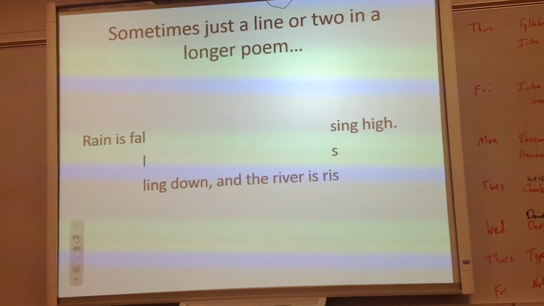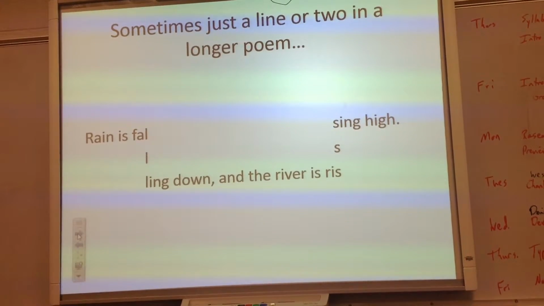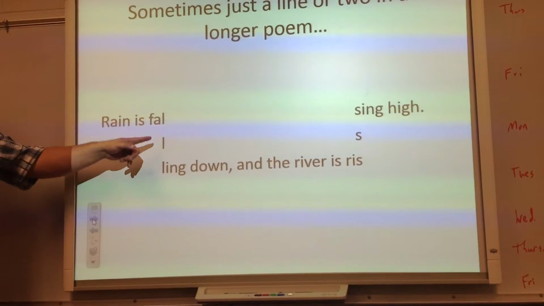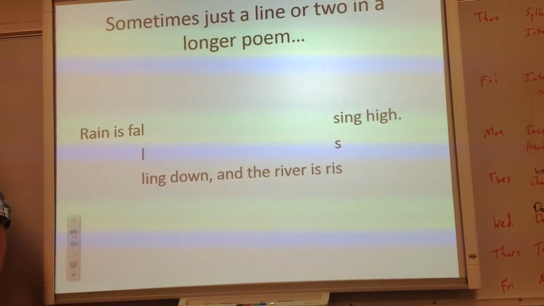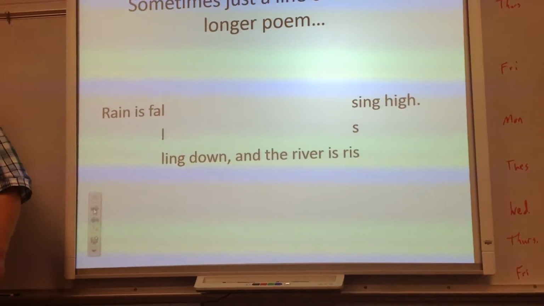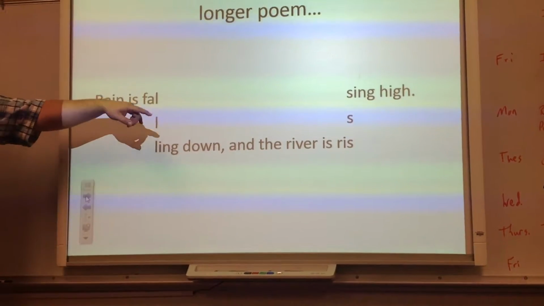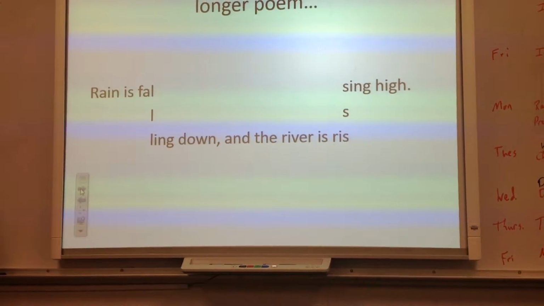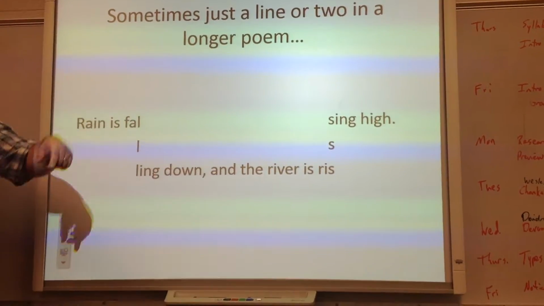Giselle, can you read that? Rain is falling down and the river is rising high. Very good. She didn't mess up the word falling, even though falling only has 2 L's, and this one has 3. And the word rising took her a second, but she got it too. Rising only has 1 S in it, but this one has 3. So, how were you able to know that you didn't go from rain is fell, falsing high? How did you know? Didn't sound right, first of all. And if you look, it kind of goes that way and then back up, right?